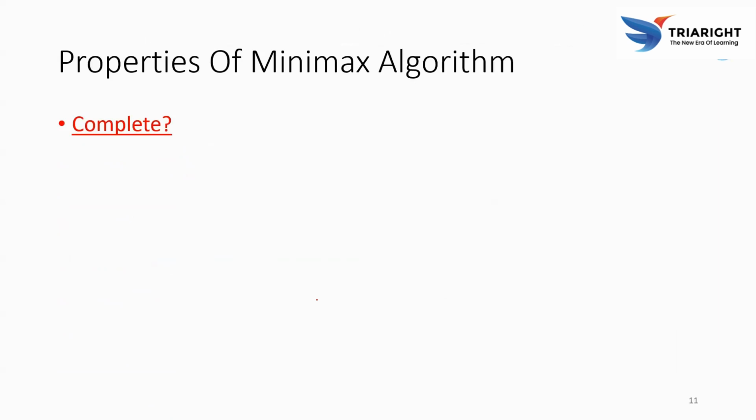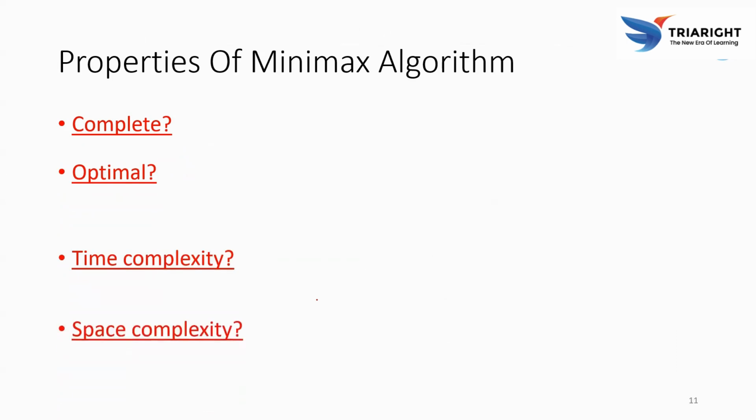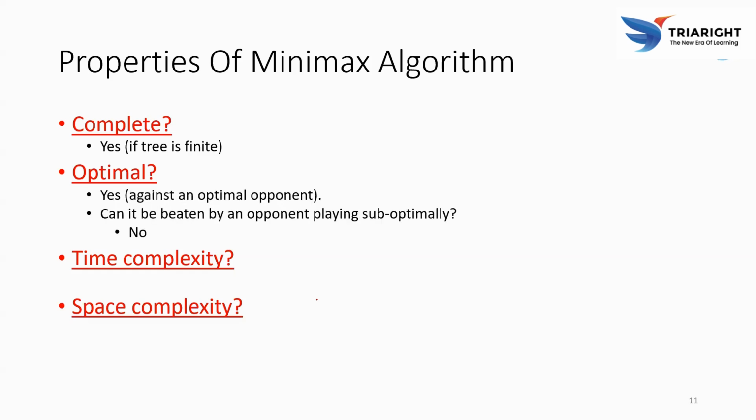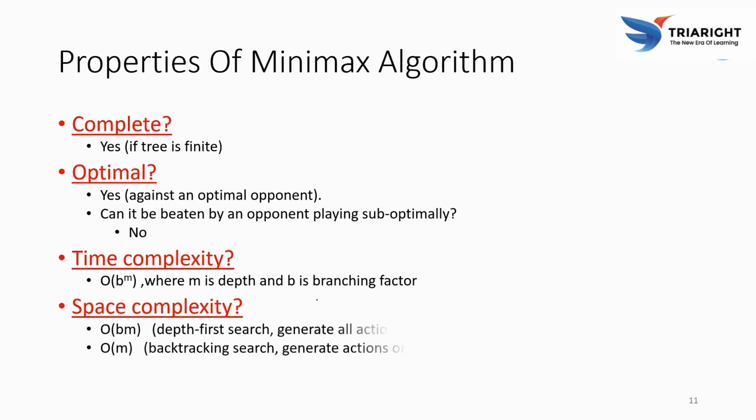So the properties of the minimax algorithm: complete, optimal, time complexity, and space complexity. Complete: if the tree is finite, it is complete, it covers all the paths and the nodes. Optimal: yes. Against an optimal opponent, can it be beaten by an opponent playing sub-optimally? No. The time complexity formula is O(b^m), where m is the depth and b is the branching factor.